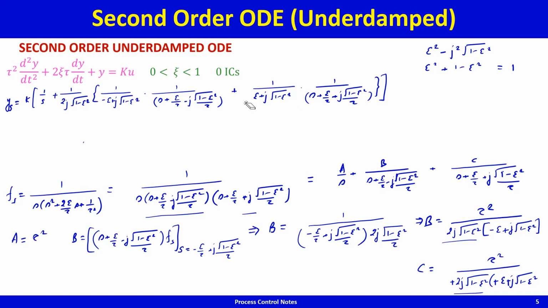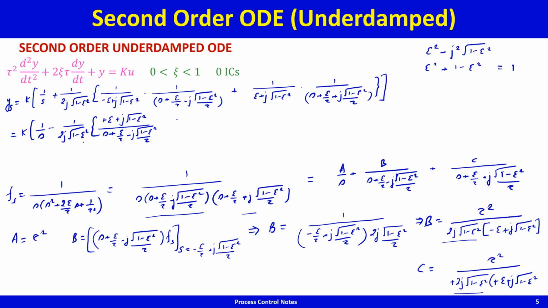We can further simplify and say that this is equal to k times 1 by s plus 1 by 2j into square root 1 minus epsilon square into this would be minus epsilon minus j times square root 1 minus, actually it's not epsilon, chi square. This minus, let me make this minus, and then this will be plus and plus, and the denominator is going to be s plus chi by tau minus j times square root 1 minus chi square divided by tau.